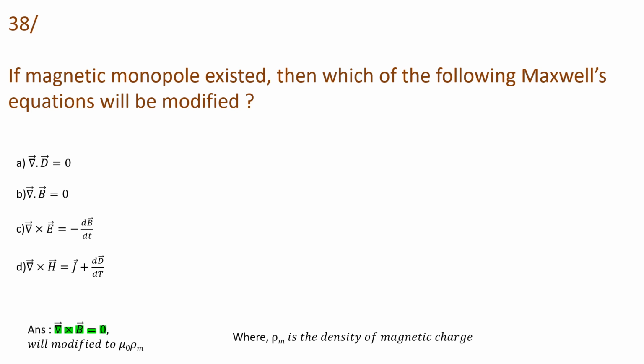Then our next question is, if magnetic monopole existed, then which of the following Maxwell's equations will be modified? And the options are del dot D equal to 0, del dot B equal to 0, del cross E equal to minus del B by del t, and del cross H is equal to J plus del D by del t. And here the answer will be del dot B equal to 0, where it will be modified to mu naught rho m, and rho m is the density of magnetic charge.